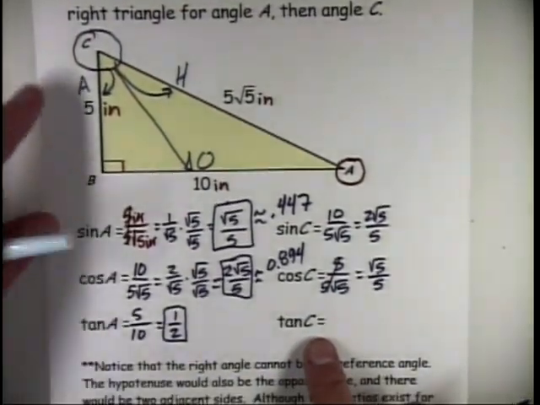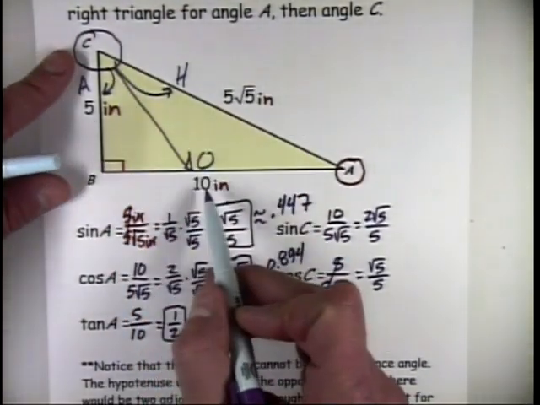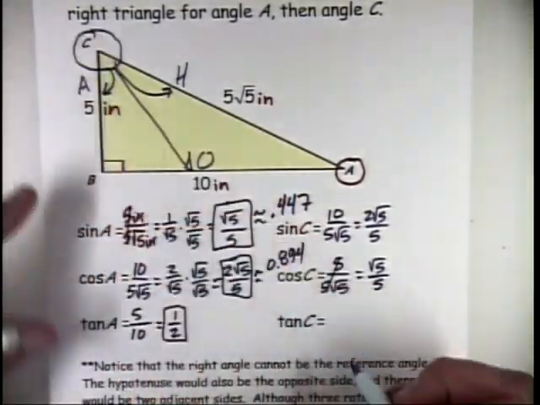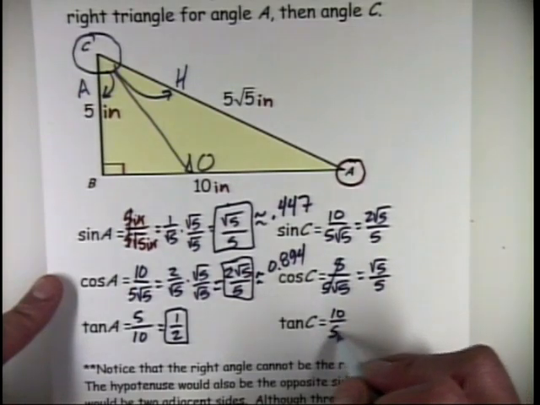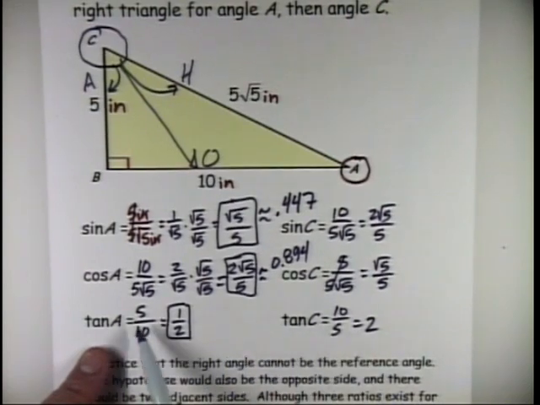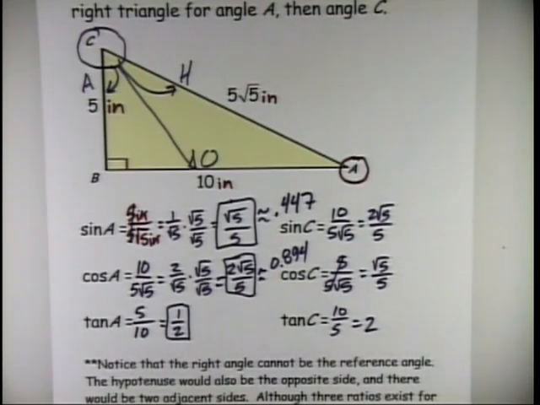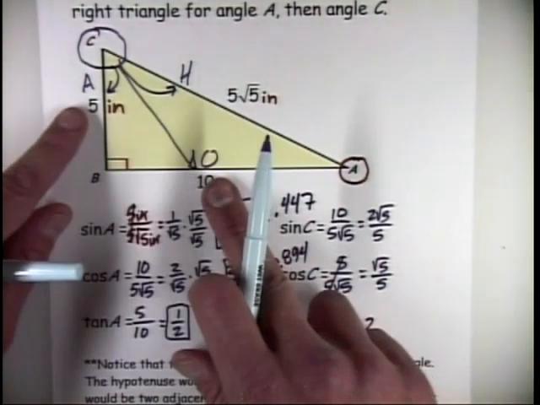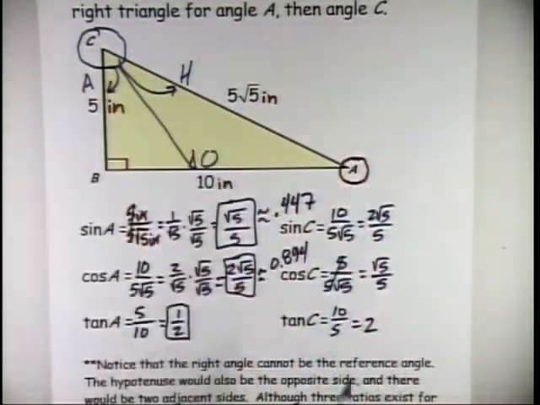Tangent of C, let's look at that. Here's angle C. So the opposite side is 10, and the adjacent is 5. So this becomes 10 over 5, which is 2. Okay, which is really the reciprocal of tangent of A. It was 1/2 here, it's 2 here. And that's reasonable because the opposite and the adjacent will always interchange when you change reference angles.